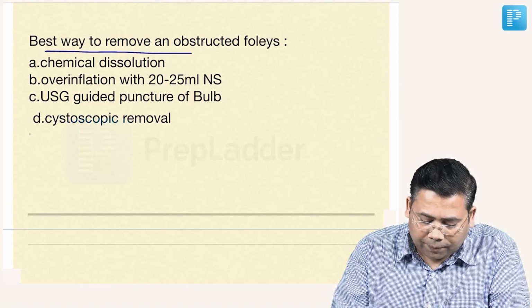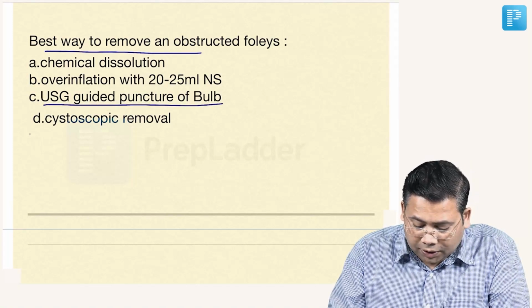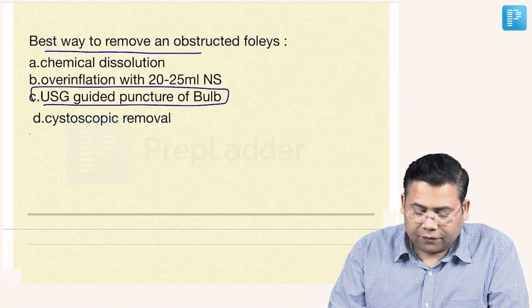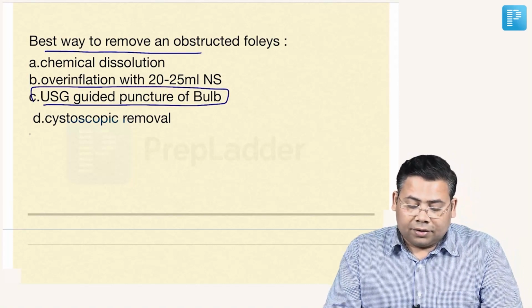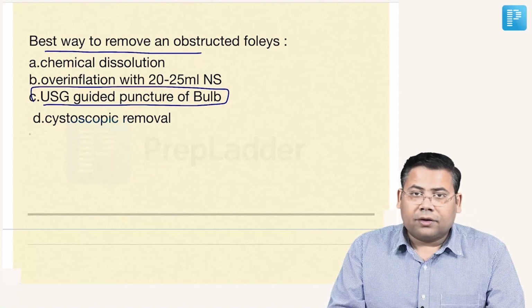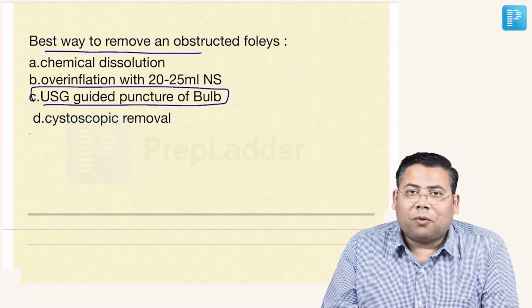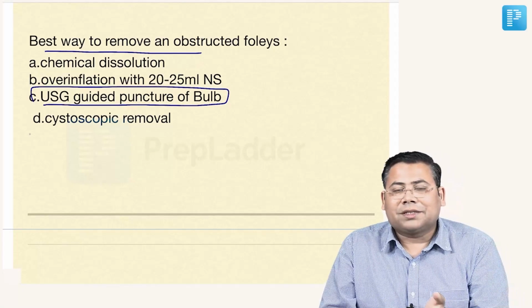So if you go to this question, the best way, the answer is USG guided puncture. If I change the question and say which is not, the answer will be chemical dissolution. And cystoscopic removal is not possible for a Foley. How the Foley is there, how can you insert a cystoscope?